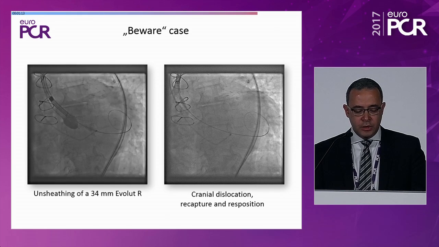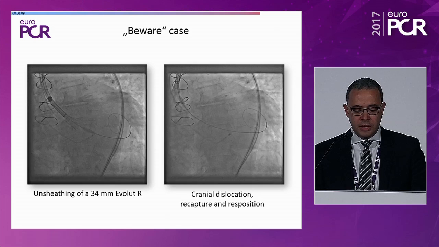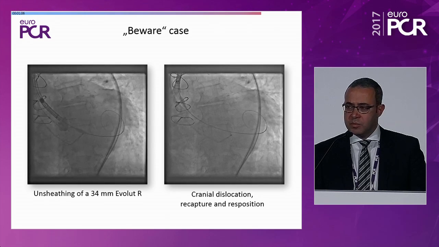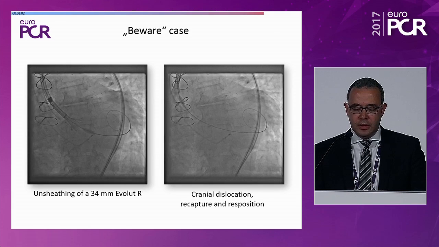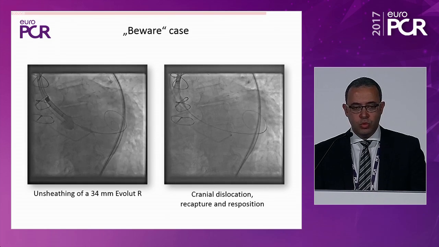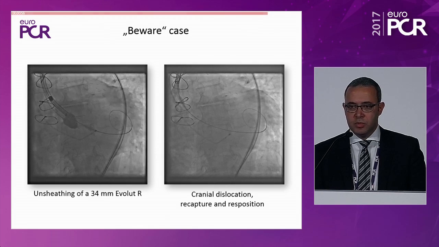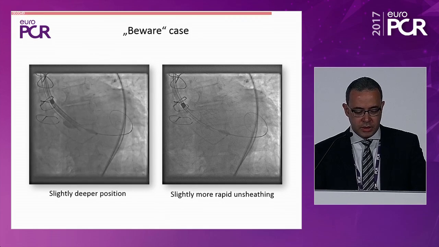You can see here the unsheathing of a 34 millimeter Evolut R being placed at the recommended position. But what may happen, particularly in horizontal anatomy, the forces here are a little bit different, that you can get dislocated. This is a cranial dislocation, but no problem. The valve is recapturable. You can simply recapture in the ascending aorta and recross. One of the very important advantages of this technology.